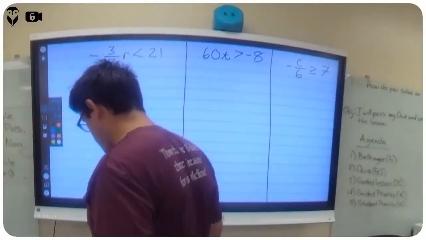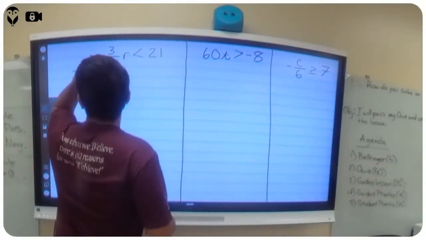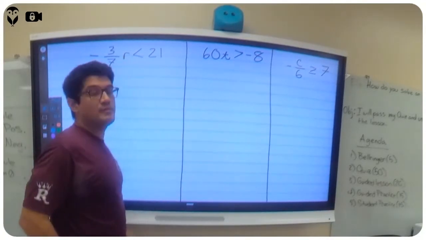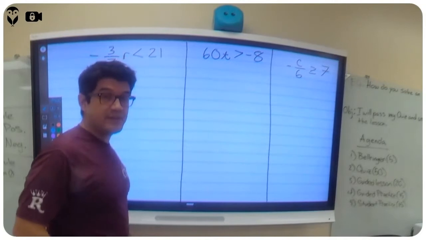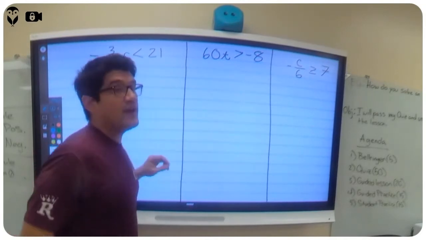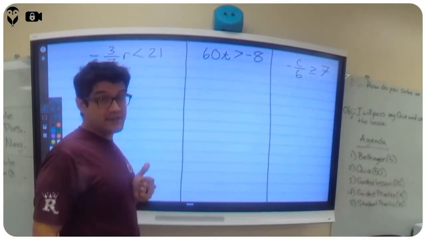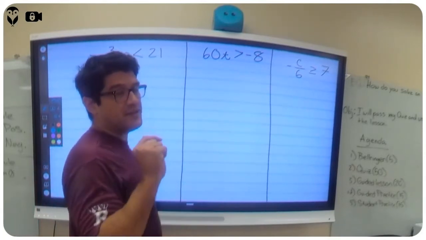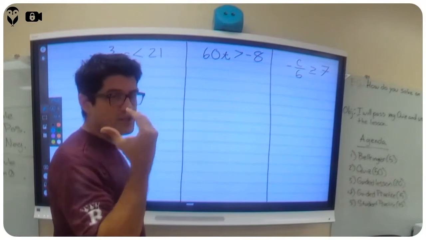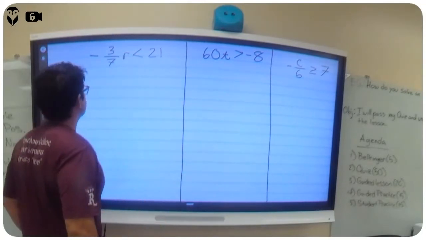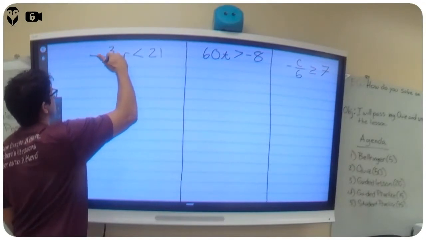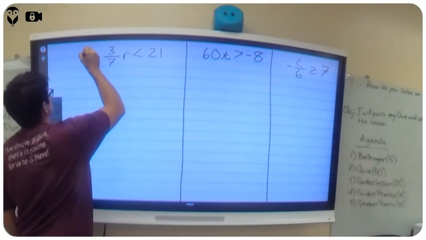All right, let's go. So for this first question, you're trying to leave r by itself. Now, there's a rule for when you're multiplying and dividing when dealing with an inequality. If you're ever multiplying or dividing by a negative number to both sides of the equation, then you are going to be switching the sign, okay?